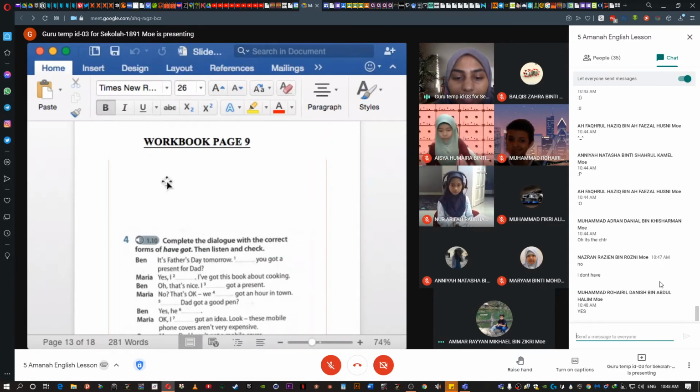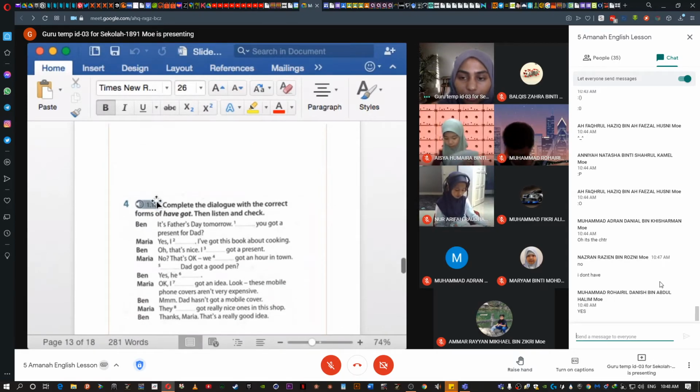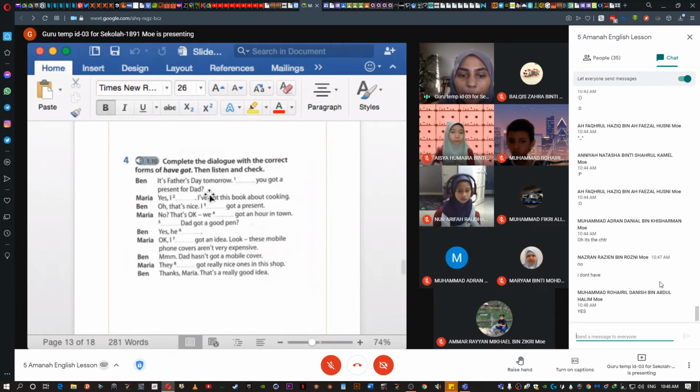Which page? Turn to page 9, workbook page 9. Okay, has everyone opened it? Done? Okay, everyone done, right? Workbook page 9. Okay, good. So, we can see here.